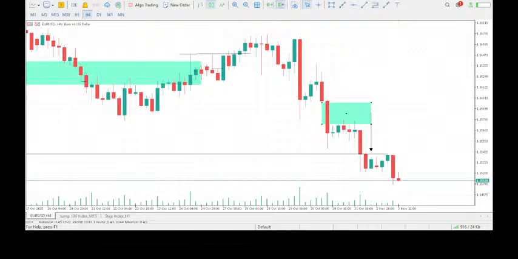Of fair value gaps and order blocks. So that's what I'm going to do. And note that this is not financial advice. This is my journey, just trying to make it out in Forex. And so without wasting your time, without further ado, let's get back into today's business.